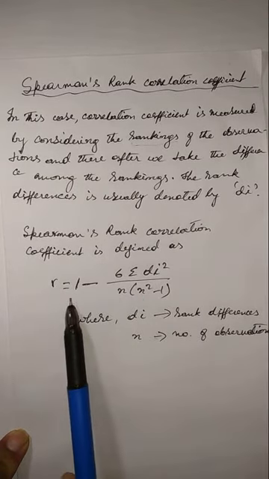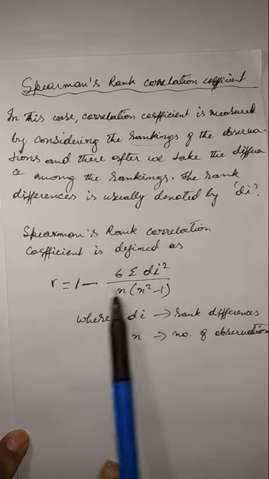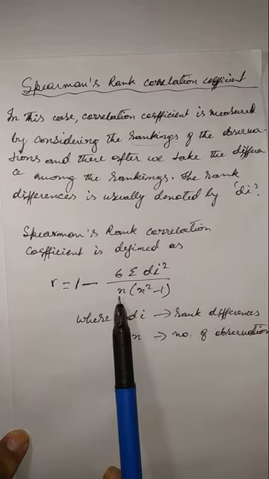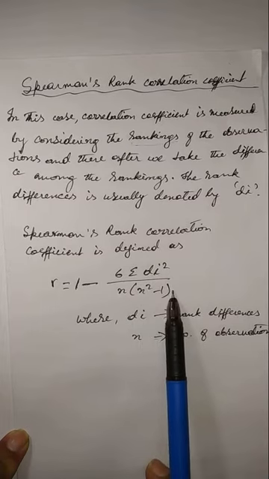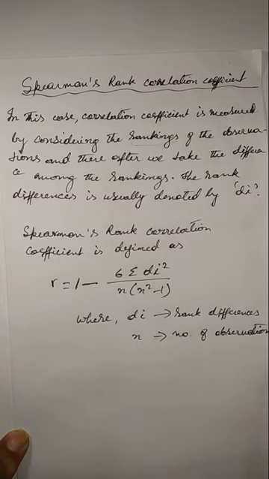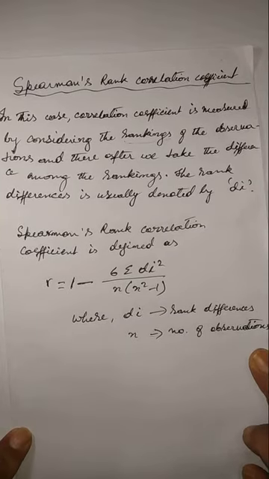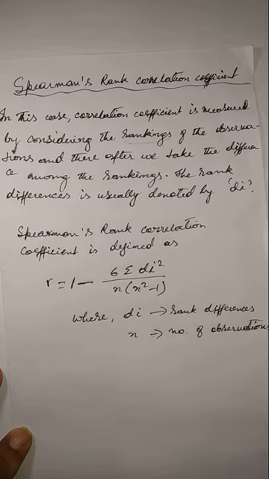So the Spearman's rank correlation is R equal to 1 minus 6 summation of di square divided by n multiplied by n square minus 1, where di is the rank difference and n is the number of observations. That means we have to rank the observations from the highest value to the smallest value. For the highest value we put 1, for the second highest value 2, for the third highest value 3, and so on.